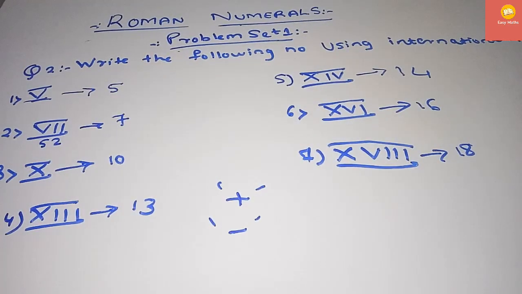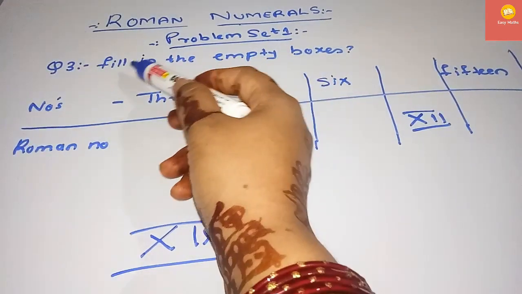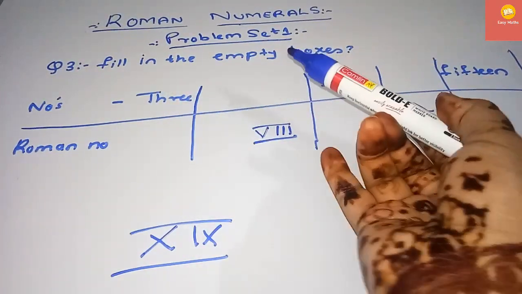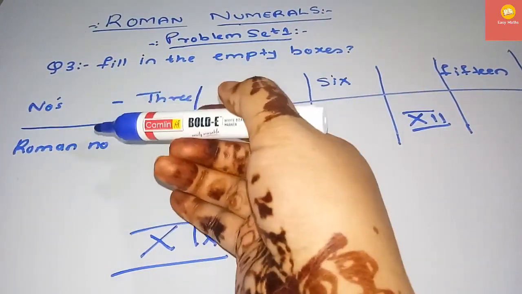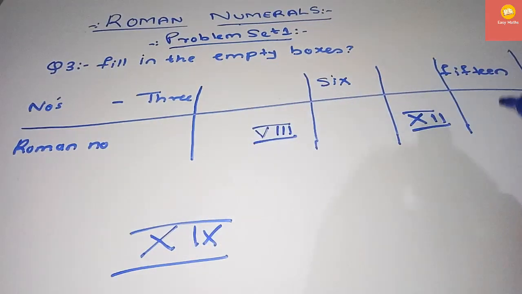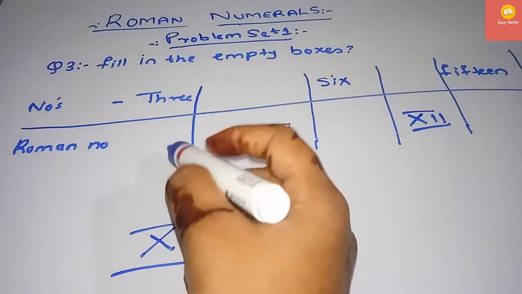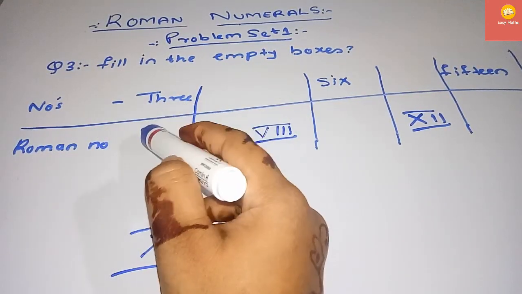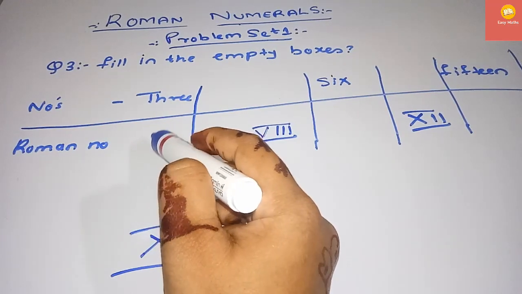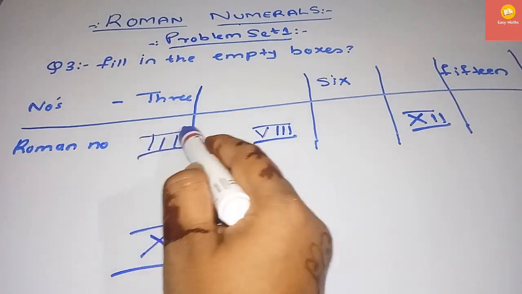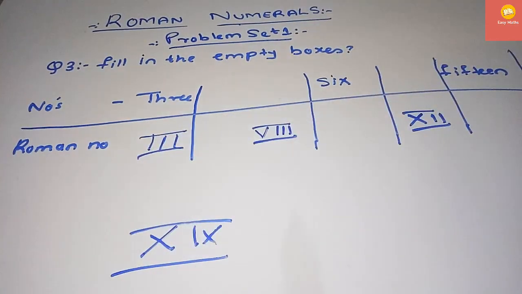Okay. Let's move to question number 3. Question number 3 says fill in the empty boxes. So they have given a table. They have provided some numbers, some Roman numbers also. In empty places, we are going to write down the answer. Okay. So in the first column they have given 3. And we need to write down the Roman number 3. So how to write? 1, 2, 3, I. Okay, this is how you write 3.